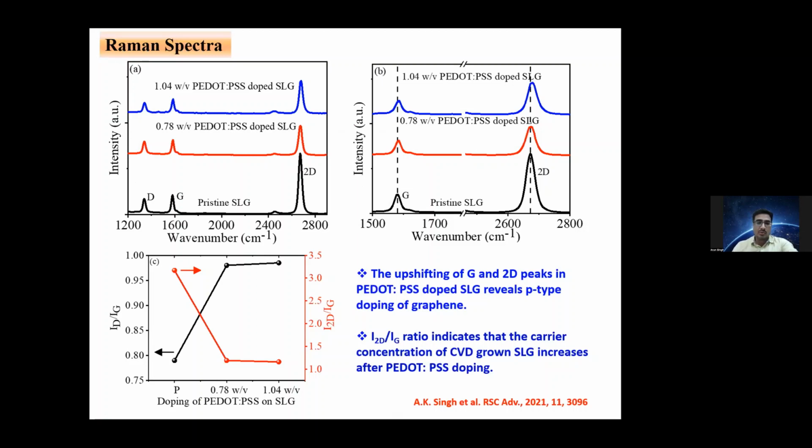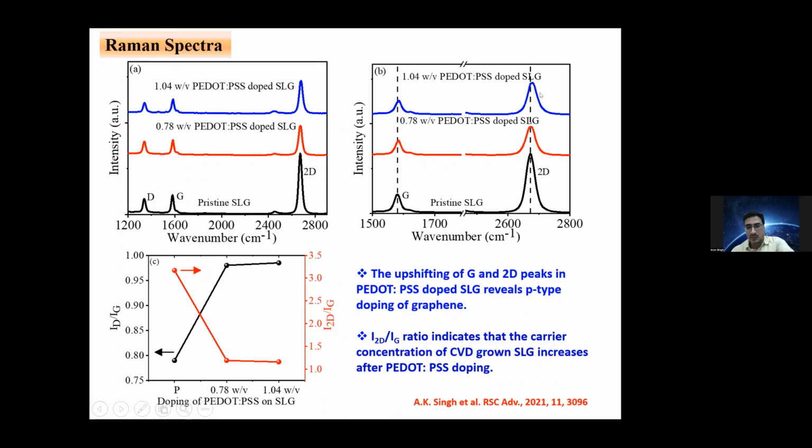We have chosen two concentrations, 0.7 weight to volume percent PEDOT:PSS and 1.0 weight to volume percent. This is the Raman spectra of the pristine graphene. This is the 2D peak and G peak. The intensity difference between the 2D and G peak indicates single layer graphene. When we doped with 0.7 and 1.0 weight to volume percent, the 2D and G peaks shifted toward higher wave number, which indicates P doping, meaning hole doping in the graphene. We have also calculated the ID/IG ratio, and both indicate doping of PEDOT:PSS over the graphene surface.